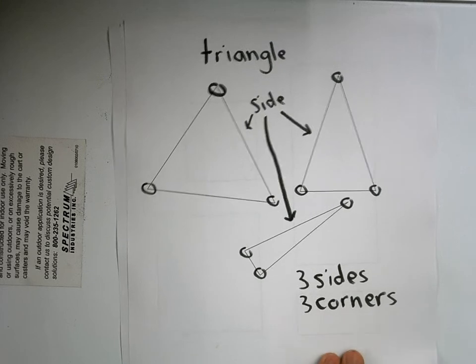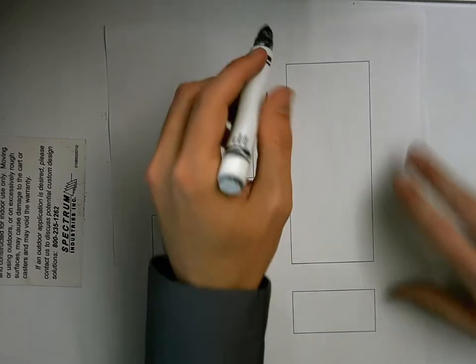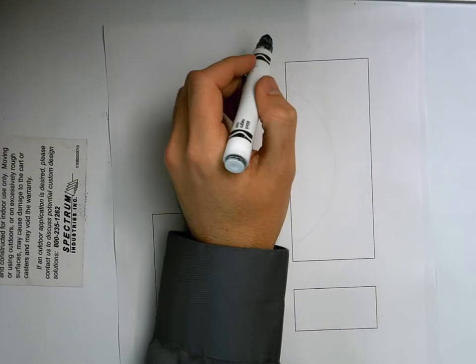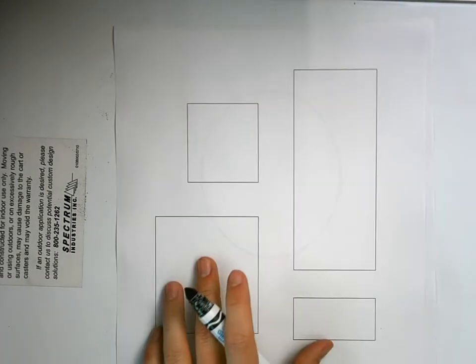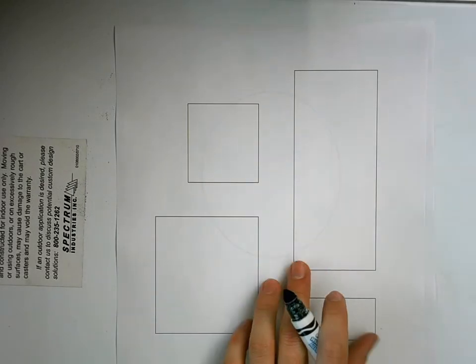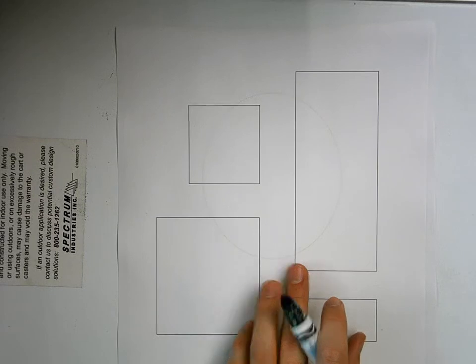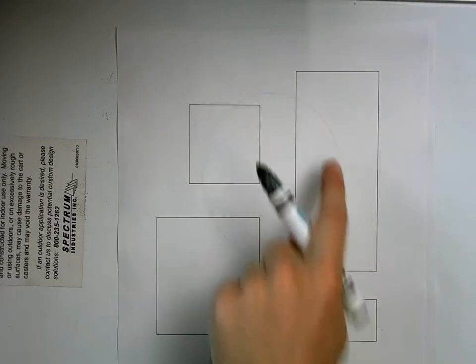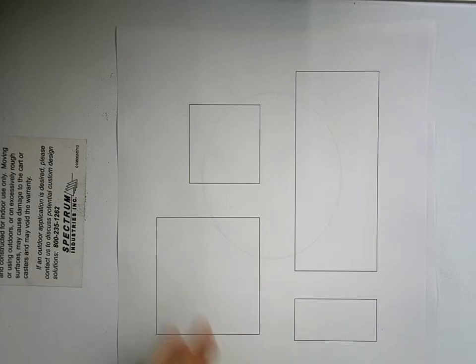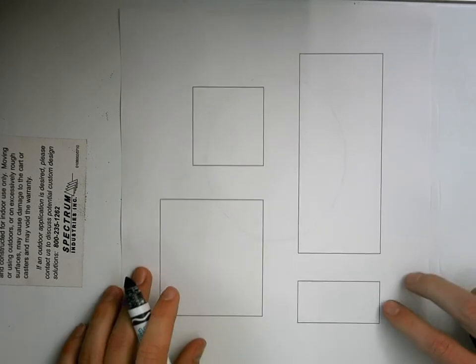Now, I want to show us a couple other shapes. I'm going to give you a hint. Two of these are one shape. Two of these are another kind of shape. Okay. First off, how many sides do all of these shapes have? Remember, a side is a straight line.